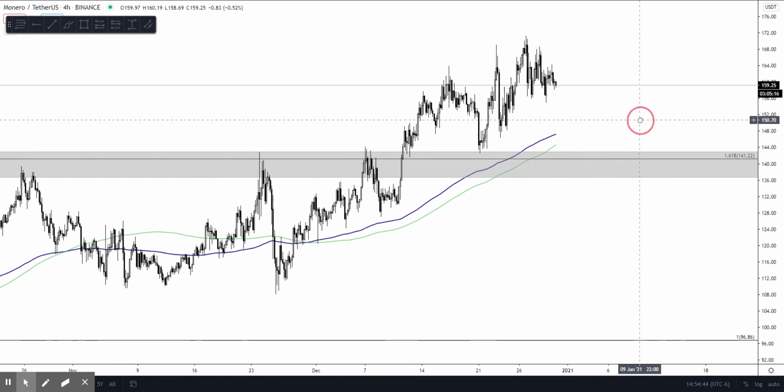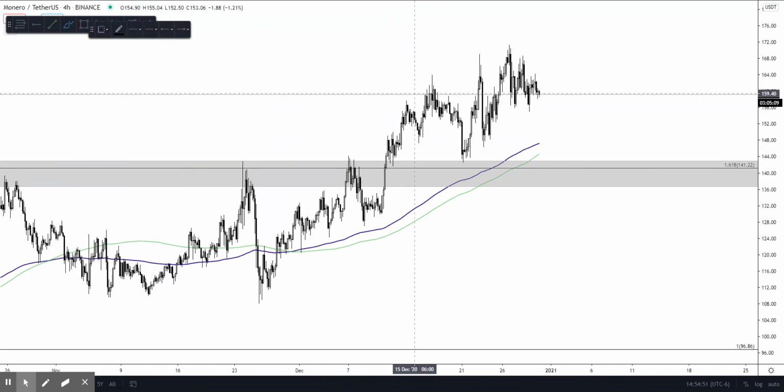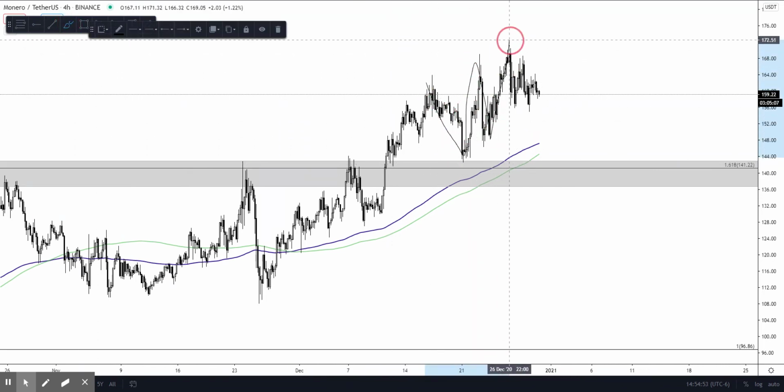For our 4-hour chart, this is pretty weird, kind of smushed together price action. It's not ideal, I don't really like it too much, but our market structure is bullish, very much higher highs, higher lows.